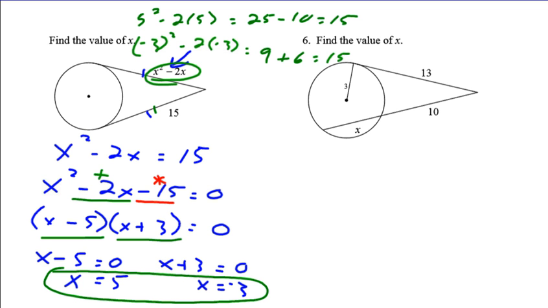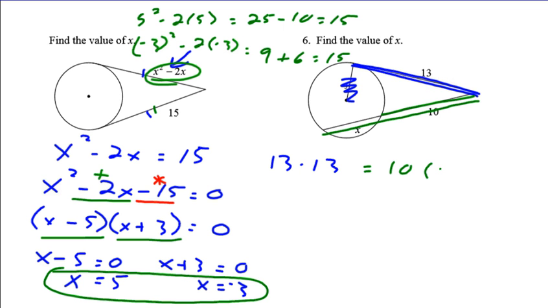For this one here, I don't think we need this part at all. We have outside times the whole thing, which would be 13 times 13. All it is, remember to go back to the point of intersection, equals 10 times 10 and x. You need to go all the way through the circle to the other side.